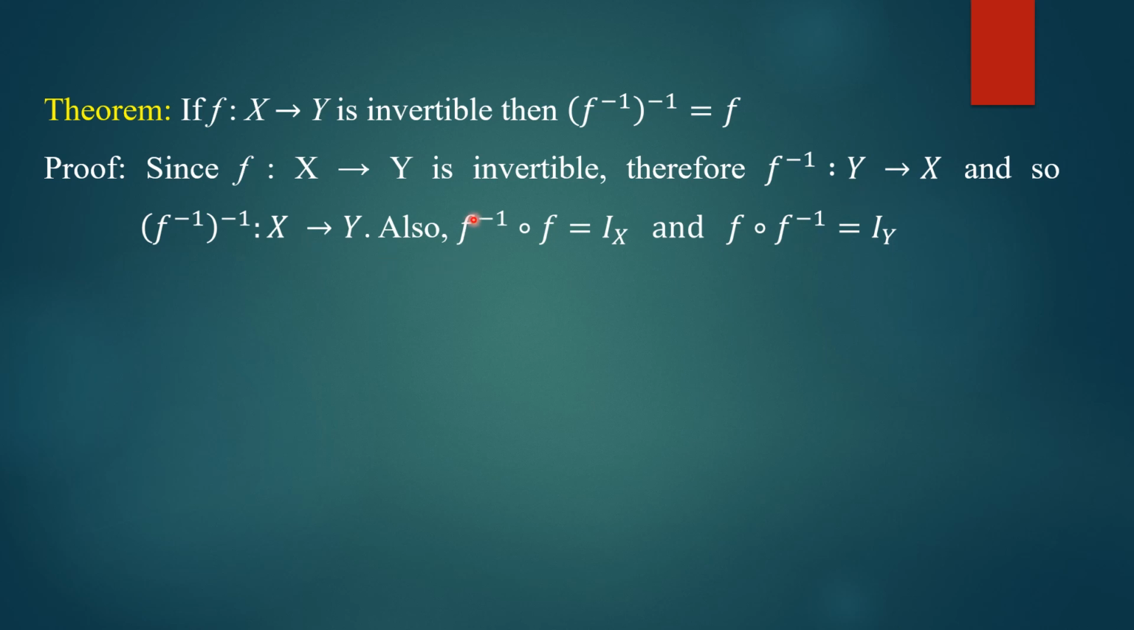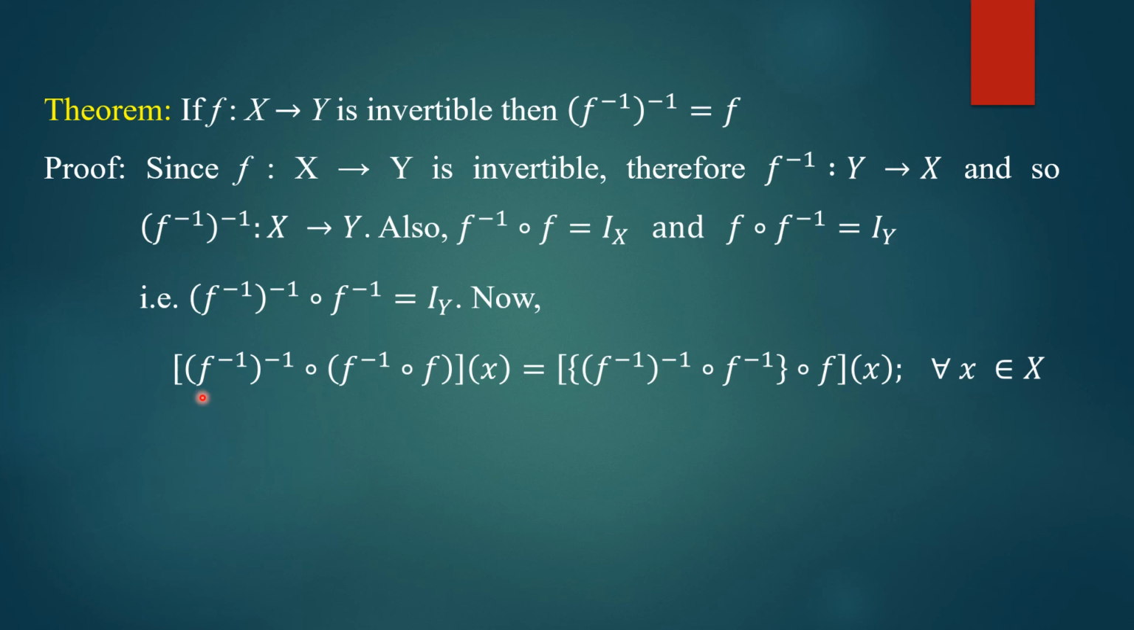And so f inverse o f is identity, since f inverse is the inverse of f, and f o f inverse, these are inverses of each other, therefore it is also identity. And we are to show that the double inverse of f and f are equal. Okay, so you are to write that one: f double inverse o f inverse is equal to the identity function. This is our target.